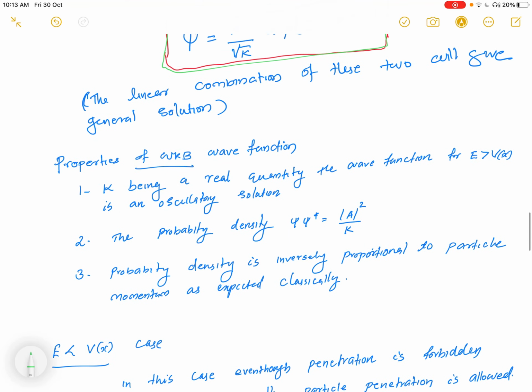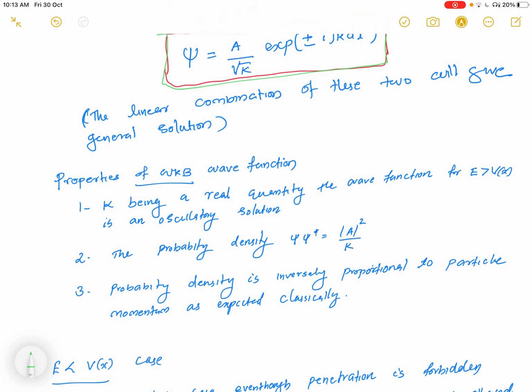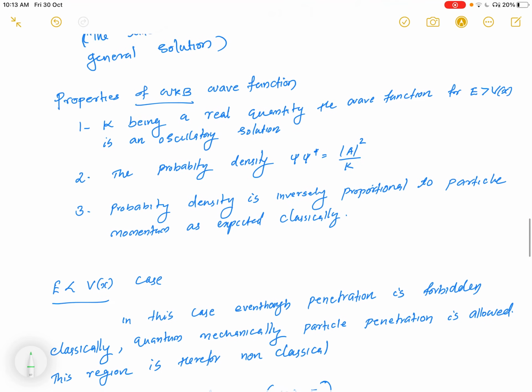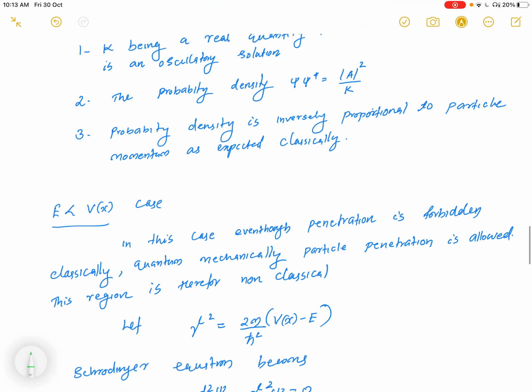So we are considering the second condition, that is, the energy is less than the potential, E less than V of x. This is very important in quantum mechanics, because even though penetration is forbidden classically, this region is not allowed, because a particle having an energy less than the potential is rebounded classically. But quantum mechanically, particle penetration is allowed. This region is therefore non-classical.